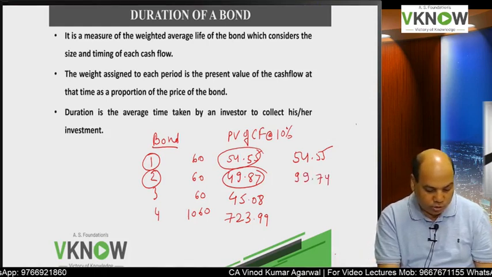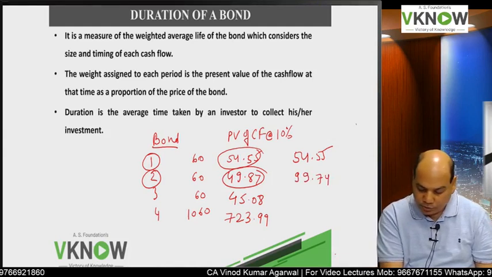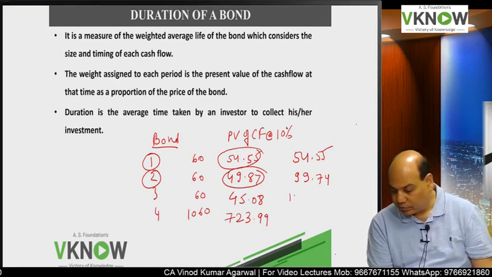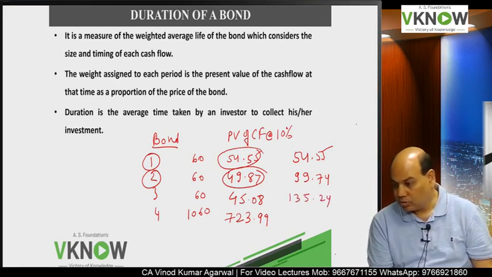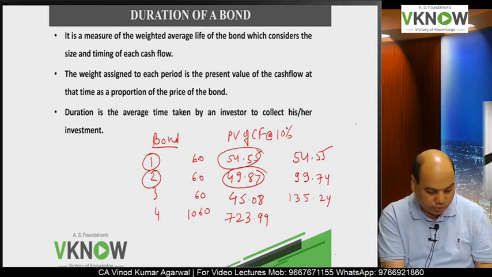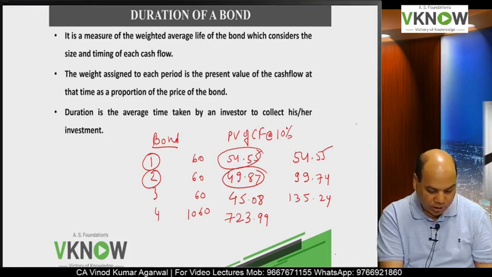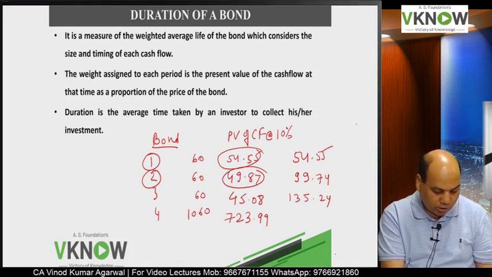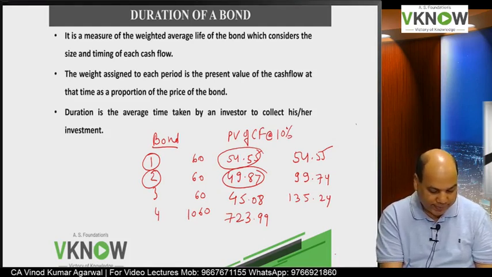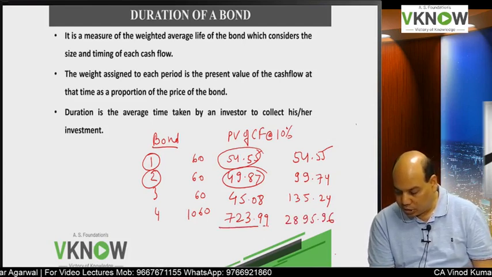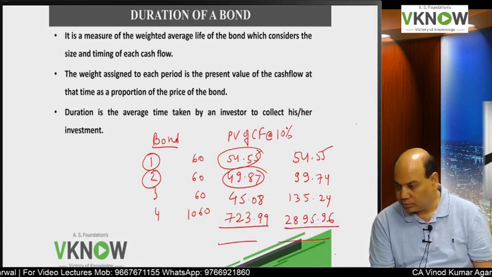then I am also going to tell you what is the purpose of calculating the duration, because without knowing the purpose there is no charm in learning. So 135.24, and the last one is 4 into, since you are not helping, I have to do myself. Last one is how much? 2895.96, something like this. Then you will take the total of these two columns.